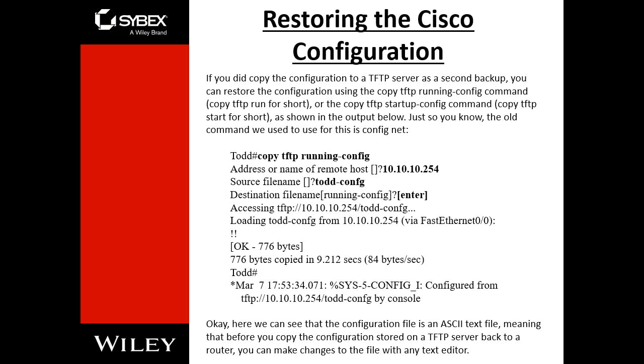So we would use this command, copy tftp running, at which point it's going to come up and say, okay, great, give me the IP address of the TFTP server, in this case 10.10.10.254, and what is the name of that configuration file. Now you'll notice that it's not asking for a default because it doesn't know what the original host name was.